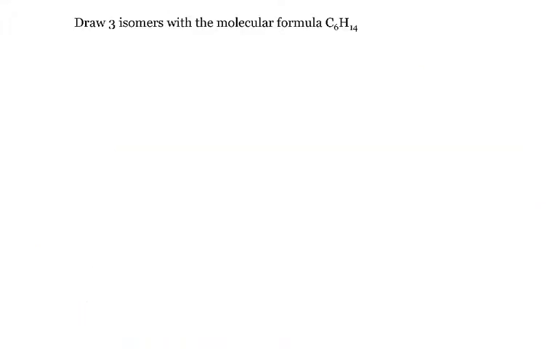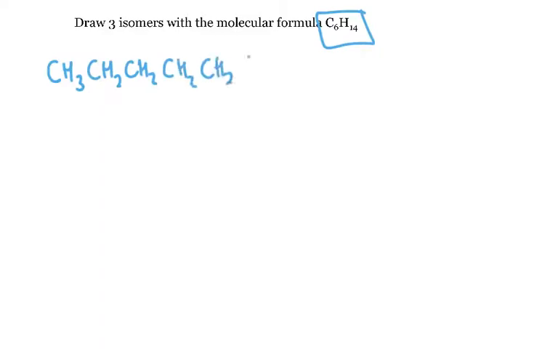So another question that you might get is you might be given a molecular formula and asked to draw some different isomers of that, okay? So for C6H14, the simplest isomer would just be the straight chain alkane. Let's do a condensed structure. So CH3, CH2, CH2, CH2, CH2, CH3. That's 1, 2, 3, 4, 5, 6 carbons and 14 hydrogens. So that would be one isomer.